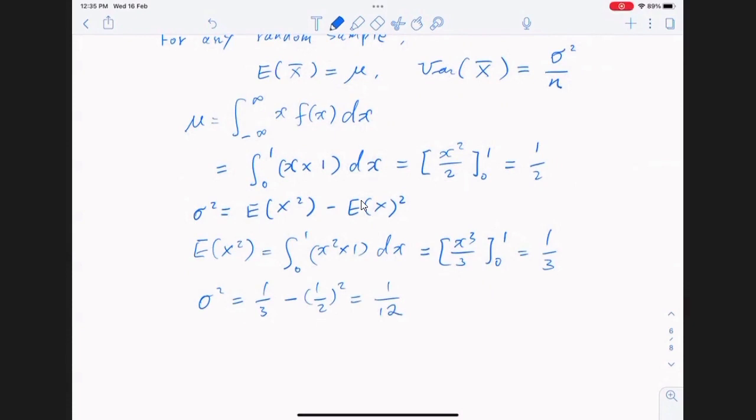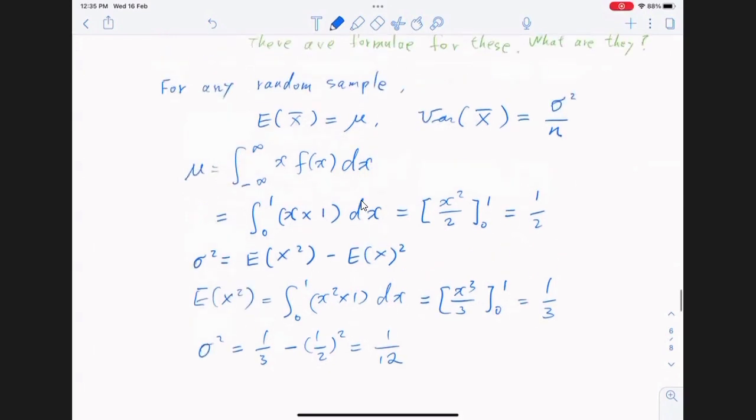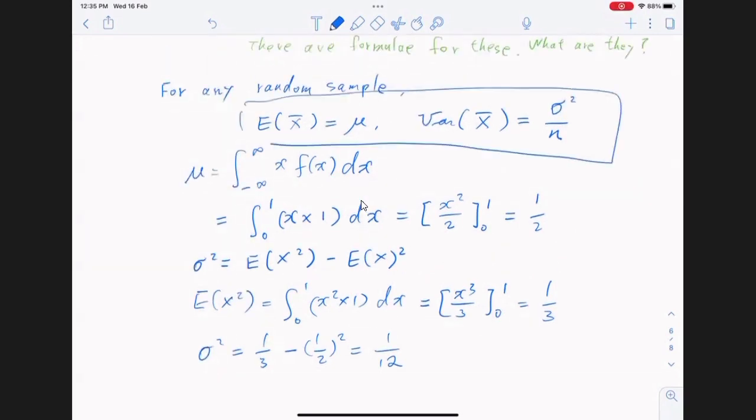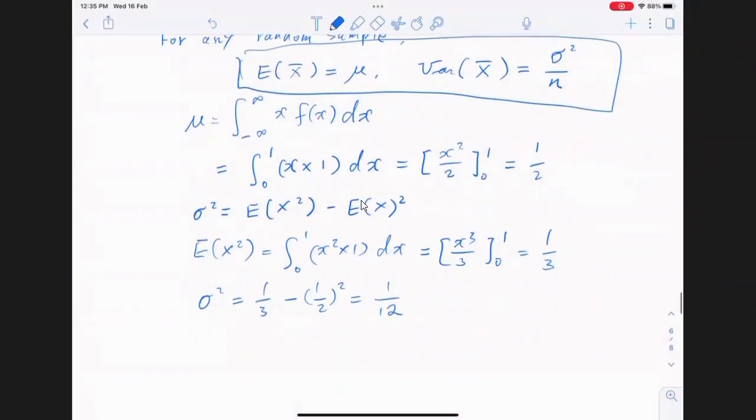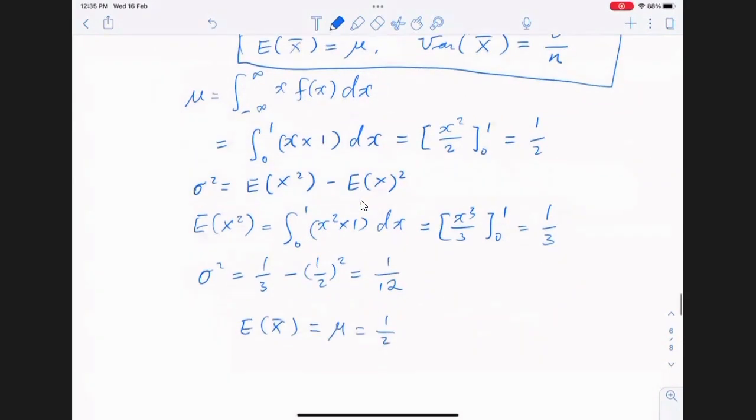Now, this is also not the end of the story for this question, because we just obtained the population mean and population variance only. But what we are asked is to find the expectation of the sample mean and the variance of the sample mean. So we need to make use of this general property. And finally, the expectation of the sample mean is equal to half, and the variance of the sample mean is equal to one over 120.